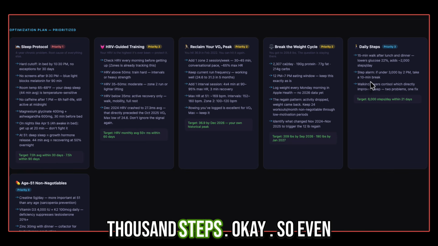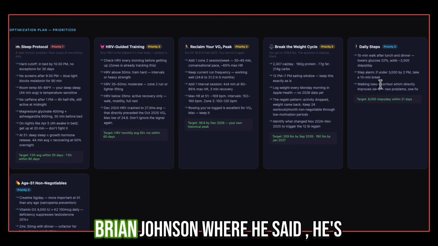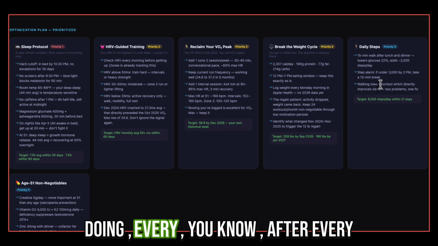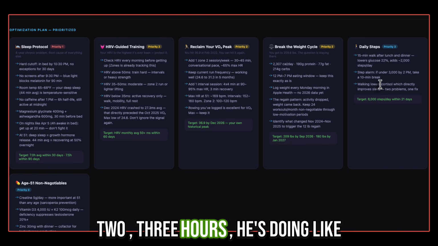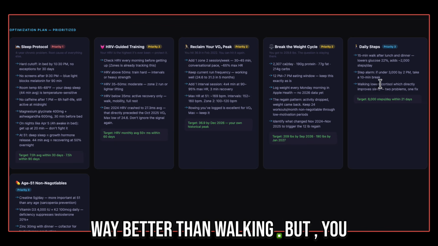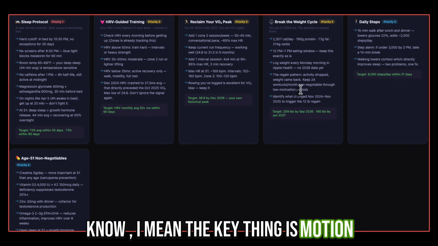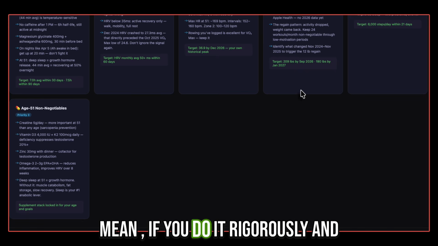And then daily steps, like if I could get to at least lunch and dinner glucose adds 2,000 steps. Okay, so even squats, I was listening to Brian Johnson where he said he's doing maybe every 2-3 hours, like 45 squats. He said, which is way better than walking. But the key thing is motion, like movement. You'll never hurt yourself with movement, right? I mean, if you do it rigorously.